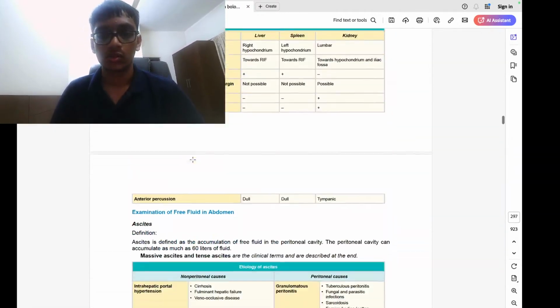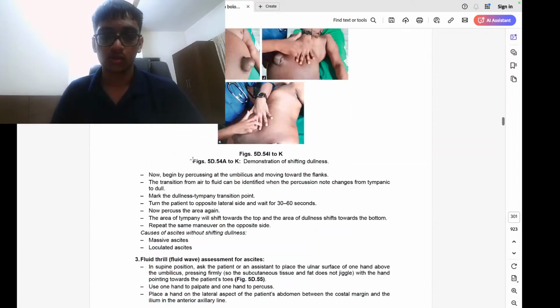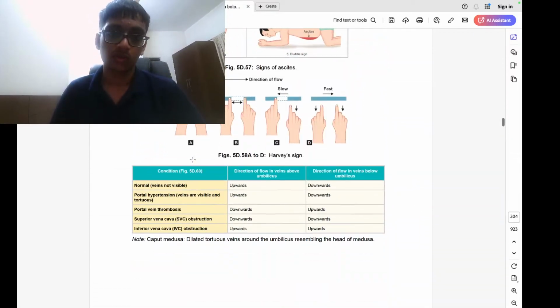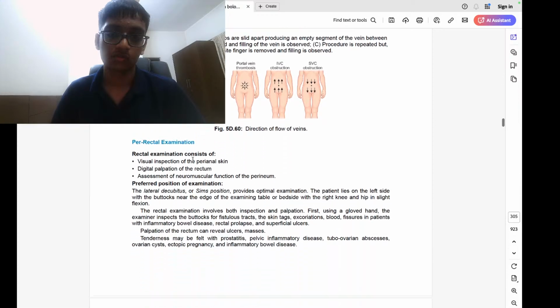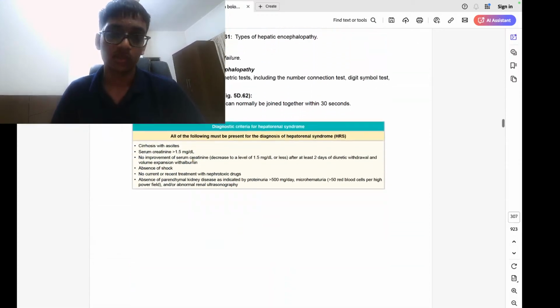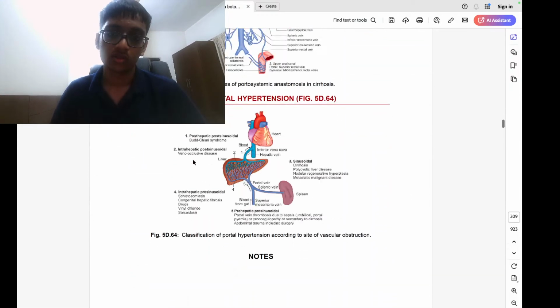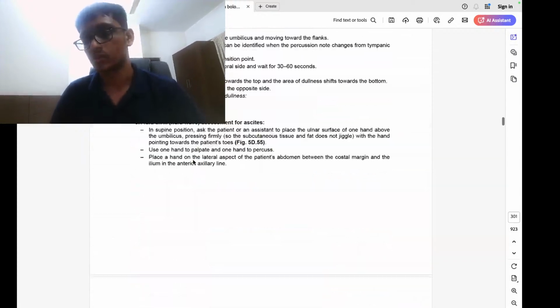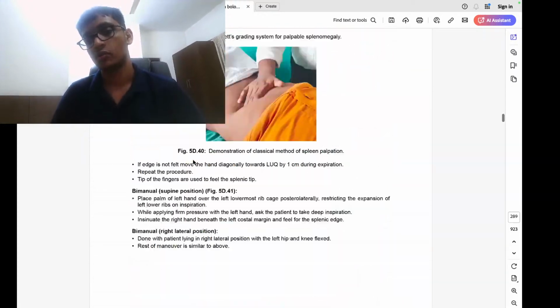Percussion is okay. All this percussion I can do very fast because I can just explain it. It's very easy. In 1 hour I can do this. I'm confident I can do it in 1 hour.